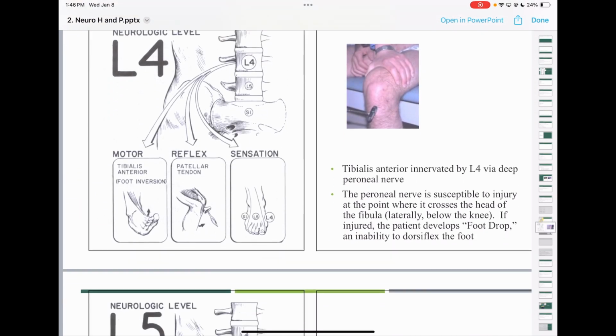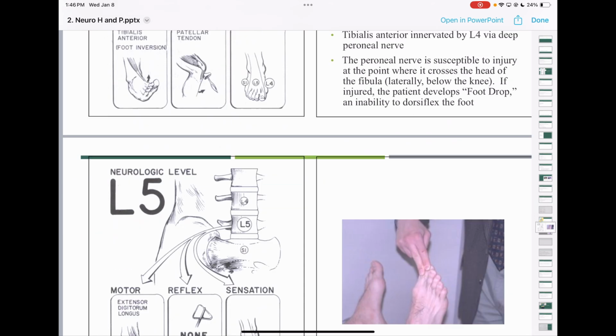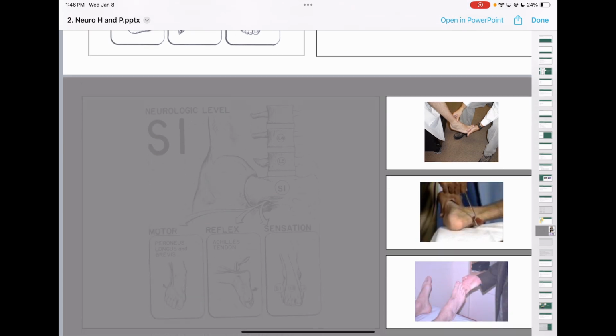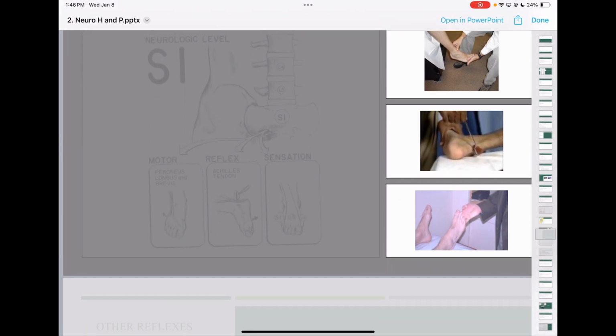L4, foot inversion, and your patellar tendon is L4. Okay, so L4 root is that one. L5, extensor digitorum longus, so it pulls your feet up. So if you're walking and you can't lift up your foot and you have foot drop, because you lost your digitorum longus innervation due to L5 damage, you have foot drop. When you're walking, your foot would just drop all the time because it can't dorsiflex. S1 is peroneus longus and brevis, and S1 is your Achilles tendon. So S1 is your Achilles.